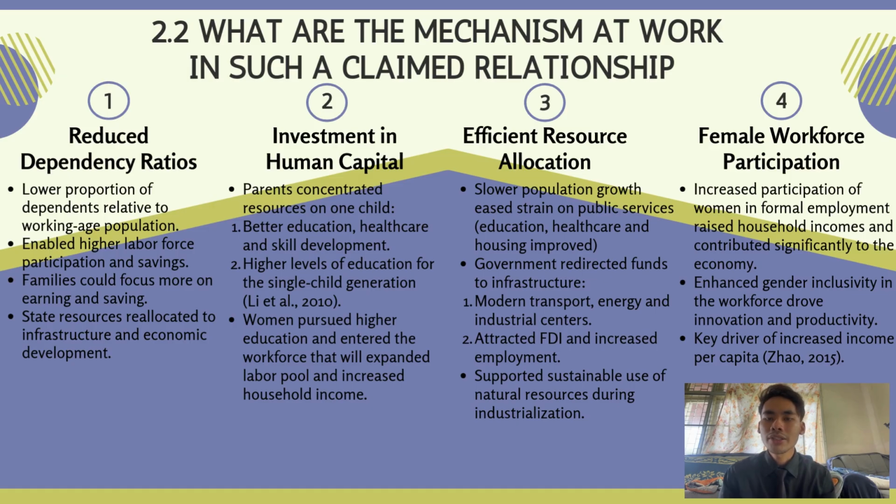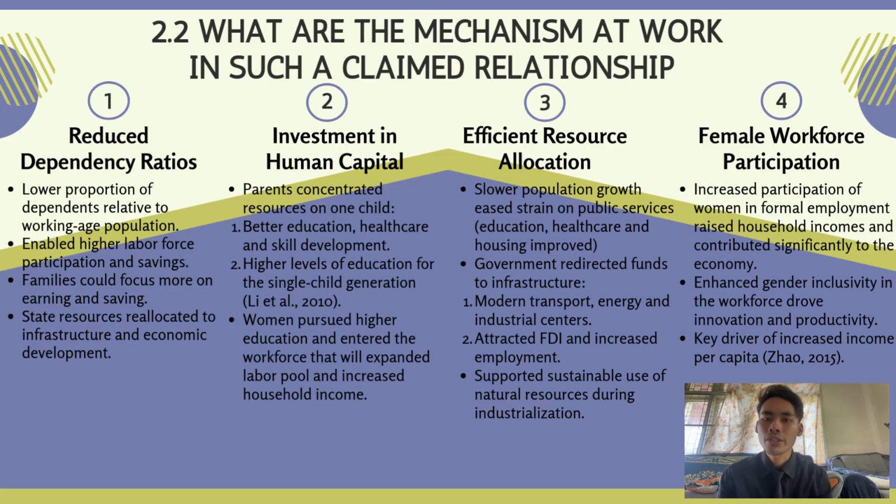On a national scale, slower population growth reduced strain on public services, allowing the government to invest in better schools, hospitals, and infrastructure. These efforts attracted foreign investment and transformed China into a global manufacturing hub. Additionally, less pressure on natural resources allowed for more sustainable economic growth.